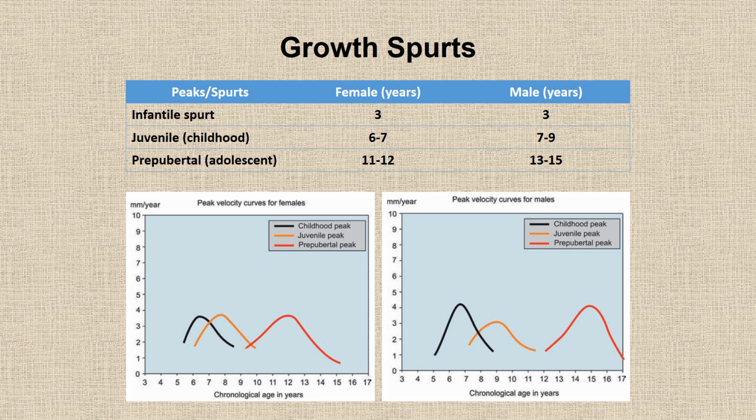So we have three growth spurts, one happening around 3 years of age, known as the infantile growth spurt. We have a childhood growth spurt around 5 to 6 years, and the juvenile peak around 7 to 8 years of age. And you also have the adolescent or prepubertal growth spurt.